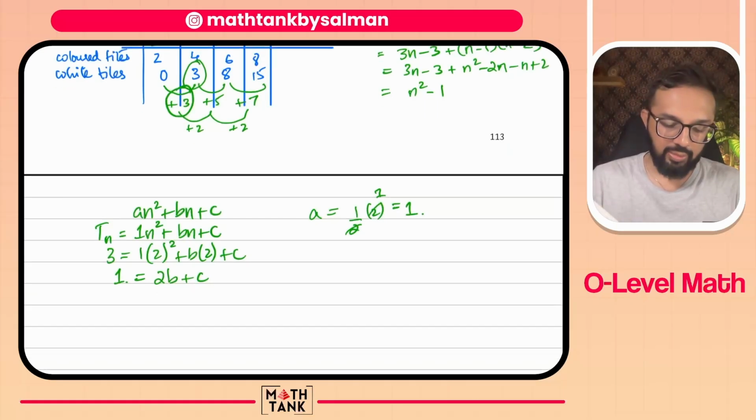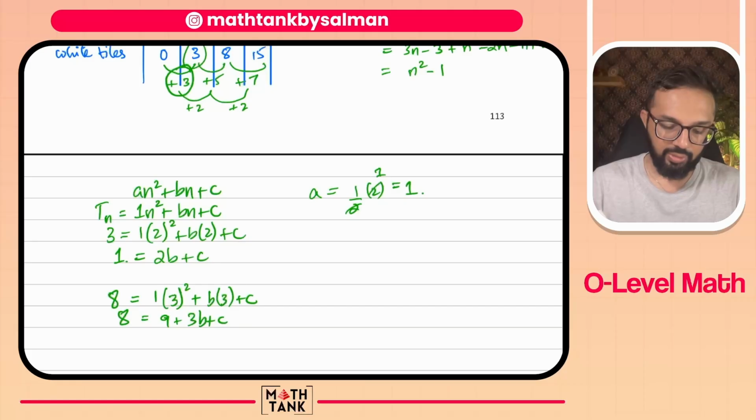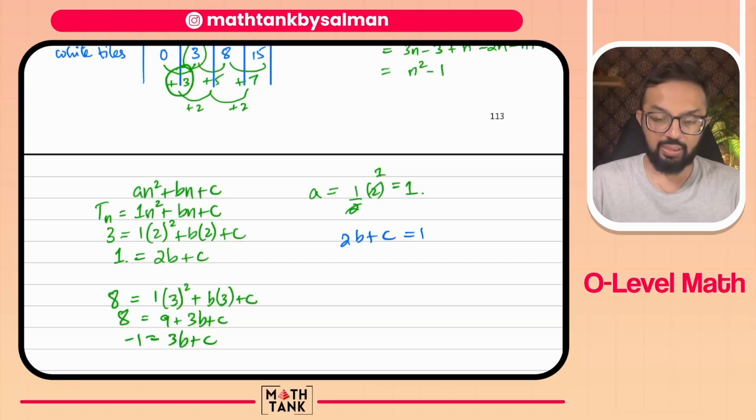So it creates what I think is a simultaneous situation. Can I see the next term and say that 8 equals 1 times 3 squared plus b times 3 plus c? So that gives me 9 plus 3b plus c equals 8. 3b plus c is basically minus 1. Okay, then I would have to solve this simultaneously. So I think this is a rather longer process, and learning the formula is, I think, per se useful.